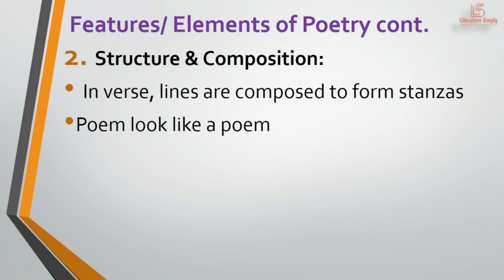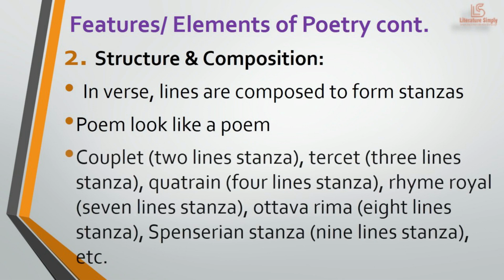There are different types of stanza forms exploited by poets in their poetry, such as couplet, a 2-line stanza; tercet, a 3-line stanza; quatrain, a 4-line stanza; rhyme royal, a 7-line stanza; ottava rima, an 8-line stanza; Spenserian stanza, a 9-line stanza, etc.